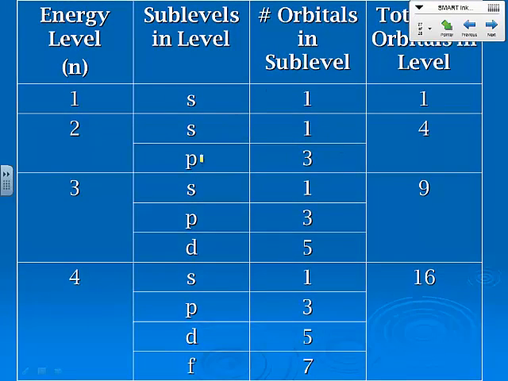Okay, and then this just summarizes this chart again in terms of number of orbitals, the total number of orbitals in that level. Just as a reminder, 4 squared is equal to 16, 3 squared is equal to 9, and 2 squared is equal to 4, which is just a quick reminder of where those come from.